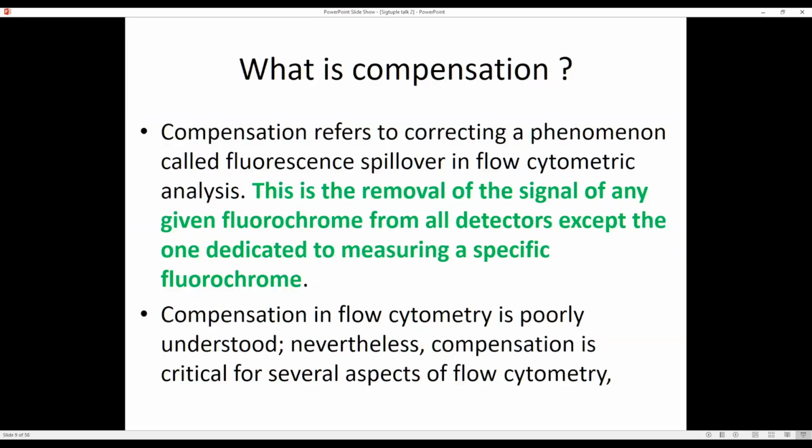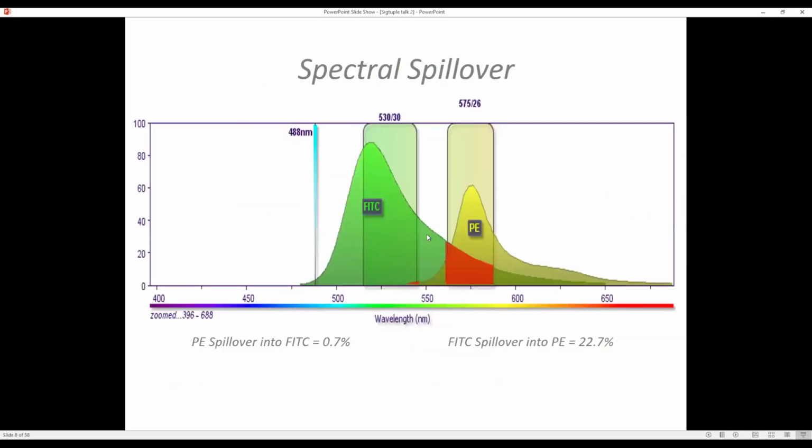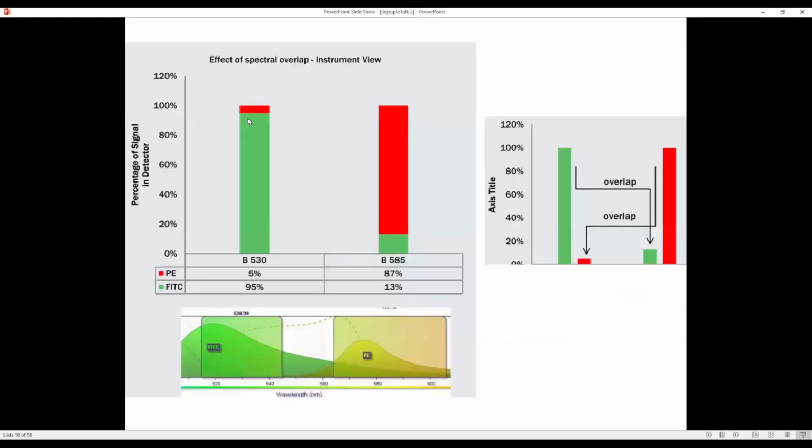Now, coming back to this particular example, let's do a manual compensation for this. So here you saw that there is 22.7% of FITC signal spilling over into the PE detector and some 0.7% of PE signal. When I say signal, it's the emitted light or the emission spectrum. Remember, 0.7% of PE light is spilling over into the FITC detector or FITC channel, right? Now, how to remove this? Ideally speaking, this is FITC, green light, and you can see that 0.7% of PE, red light, is coming into the FITC channel or FITC detector.